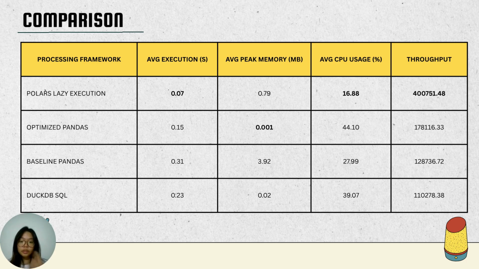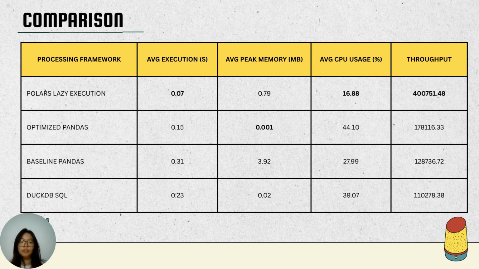Second, when operating in a memory-constrained environment, the optimized pandas provides the most lightweight solution. After applying our optimization techniques, its average peak memory usage was reduced to only 0.001 MB, compared to 3.92 MB in the baseline version. This significant reduction highlights how effective code optimization can greatly improve memory efficiency.